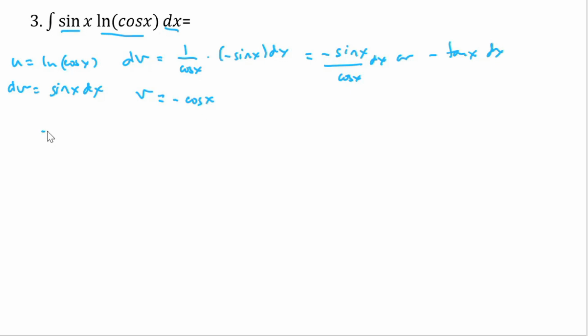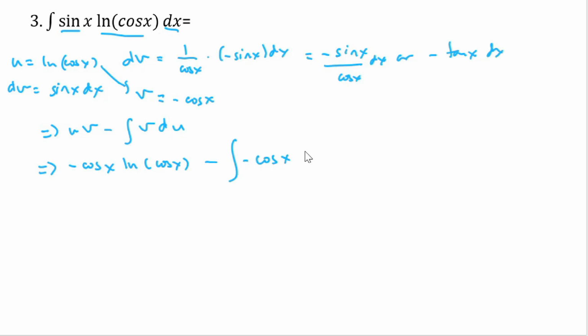Now, writing the formula, I will write first uv minus the integral of v du. So the product now will give us u times v. We have the negative of cosine x times ln of cosine x minus the integral of v du. I have the negative of cosine x times, I will use this one instead of the simplified form because I have something to cancel after all. So I can write now negative sine x over cosine x dx.